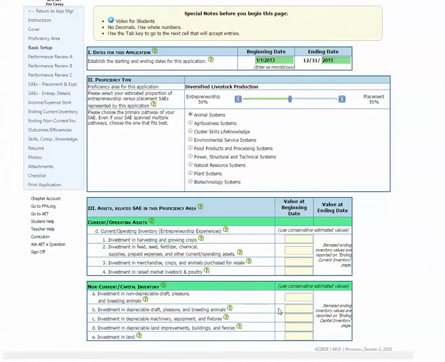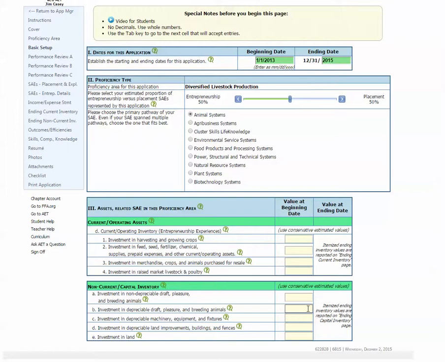In line item B, this is investment in depreciable draft, pleasure, and breeding animals. Well, simply the word depreciable simply means you bought them. So what happens is this value should be an undepreciated amount of that animal. So what does that mean? Well, let's suppose 3 years ago you bought a herd bull and you bought him for $3,000. And just for some reason you're depreciating him at $300 a year. Well, if you bought him 3 years ago and your depreciation is $300 a year, you have claimed $900 worth of depreciation. So he should go on the value in this box at $2,100.